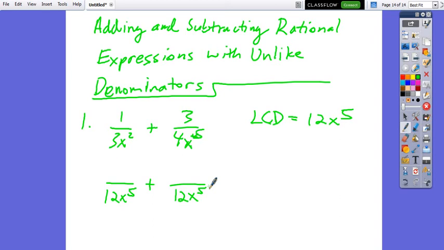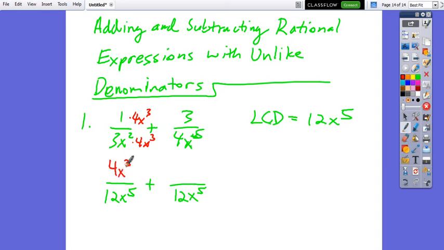Now, to find the new numerators, I have to ask myself, what did I multiply in order to get my LCD? So what did I multiply by 3x squared to get 12x to the 5th? 4x cubed. Very good. So we're going to multiply numerator and denominator by 4x cubed to get our equivalent fraction. So 1 times 4x cubed is 4x cubed.